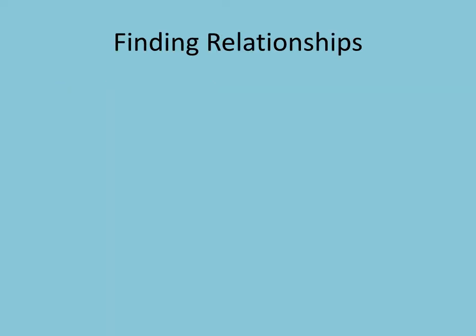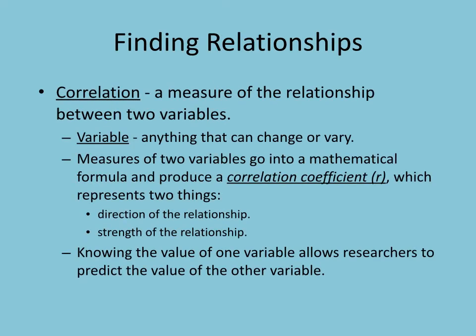Now, once we do all this research, we have to find relationships, and relationships are called correlations in psychology. Now, a correlation is a measure of the relationship between two variables. Now, what is a variable? It is anything that can vary or change. So anything that we are looking at that changes in an experiment is considered a variable. So when we measure if the two variables go into a mathematical formula or produce a correlational coefficient, which represents do they have a direct relationship and the strength of that relationship.